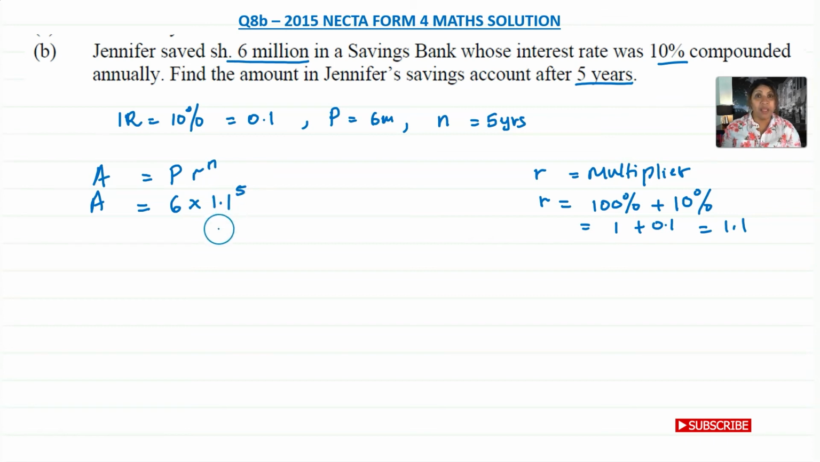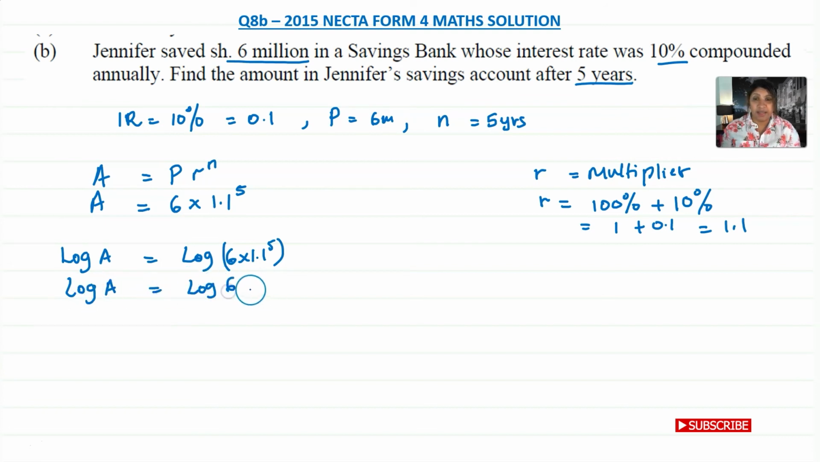Okay, so this is where we're now going to use logarithm to make it easy on ourselves. I'm going to take log on both sides. So I'm going to say log A is equal to log of 6 times 1.1 to the power 5. Now I can use the product rule to separate these. So log A is equal to log 6 plus log 1.1 to the power 5. Okay, so we're just going to carry on then.